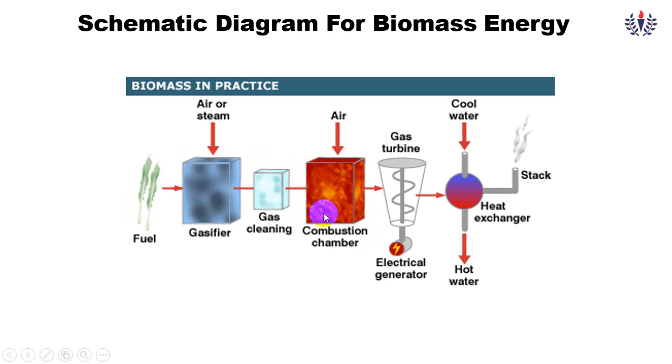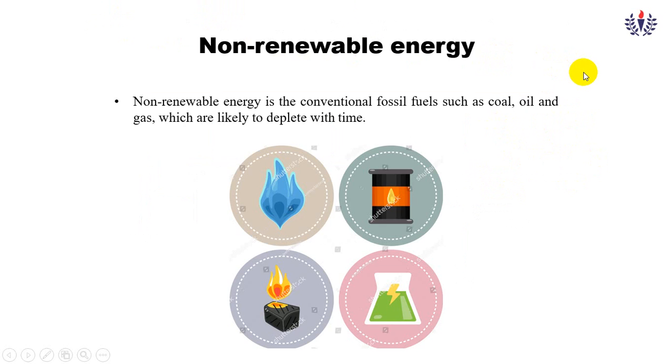It will be converted in the combustion chamber. The combustion chamber in turn produces the heat. This heat in turn converts the water into steam. The steam is converted into mechanical energy by means of turbines. The turbine is connected to the electrical generator, where we'll get the electrical energy. Here this can be utilized once again. It can be recycled many times, but it produces polluted gases outside. That is the drawback in it. So this is the schematic diagram of biomass energy.